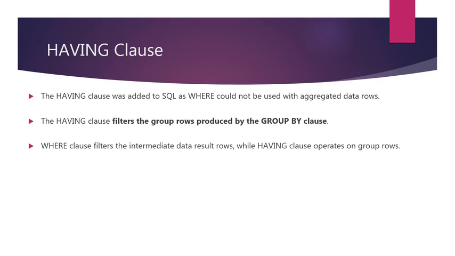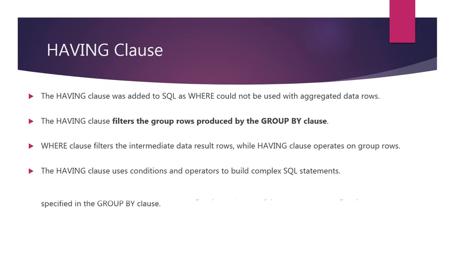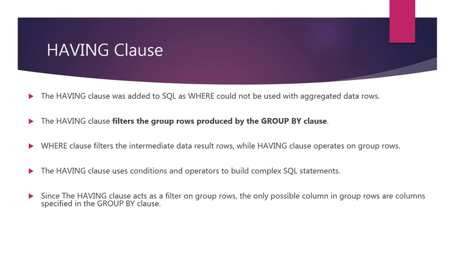The HAVING clause is basically the same as the WHERE clause. The only difference is that the WHERE clause filters the intermediate data result rows, while the HAVING clause operates on group rows. Likewise, as with the WHERE clause, we can use conditions and operators with the HAVING clause to build complex SQL statements. Since the HAVING clause acts as a filter on group rows, the only possible columns in group rows are the columns specified in the GROUP BY clause.